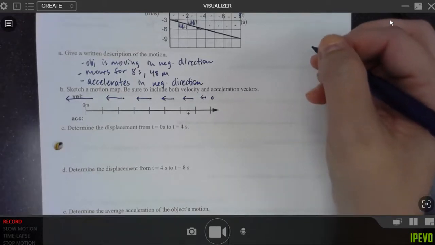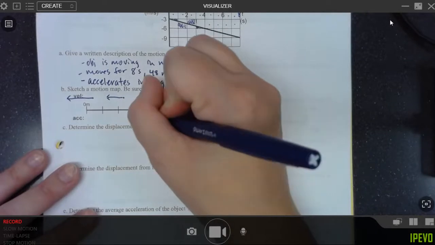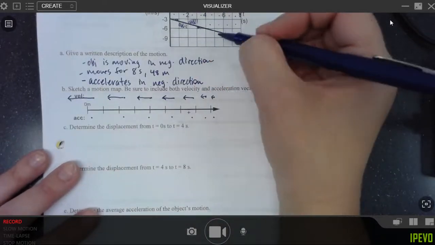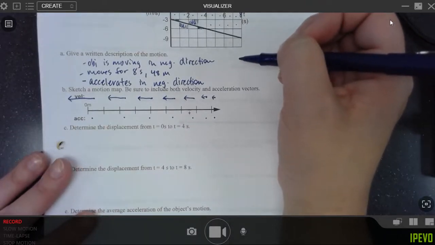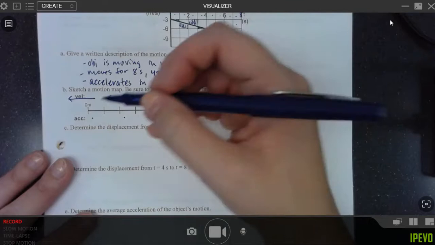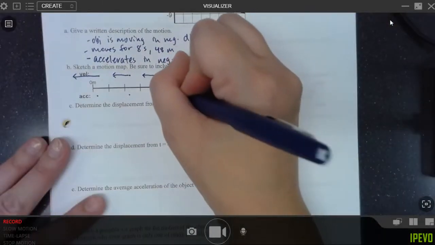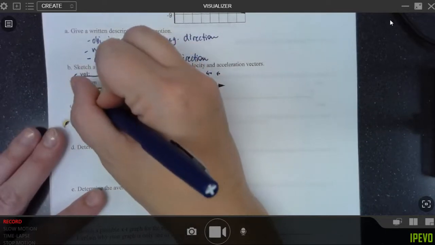That's good. Okay, so I'm going to recopy my dots so I can draw my acceleration. And I've got a line here for my velocity that is constant and negative. So I'm going to have a constant negative acceleration. So all my arrows for acceleration should be similarly sized and all pointing in the negative direction. Again, we could calculate a number for that, but we haven't, so we're just going to make these qualitative.